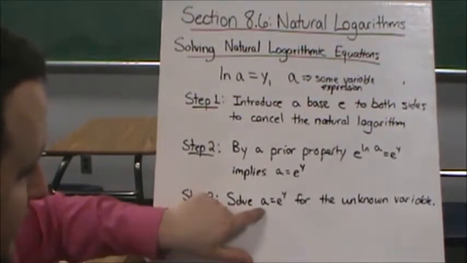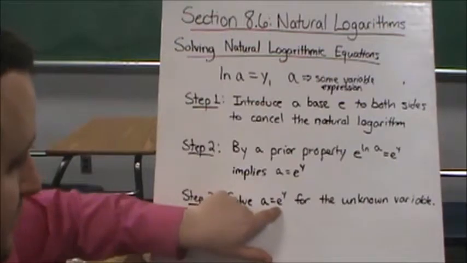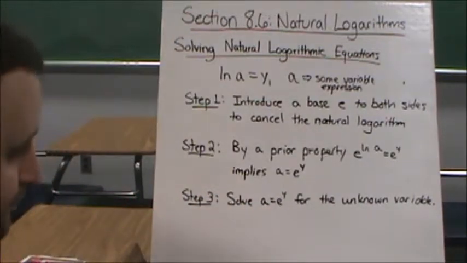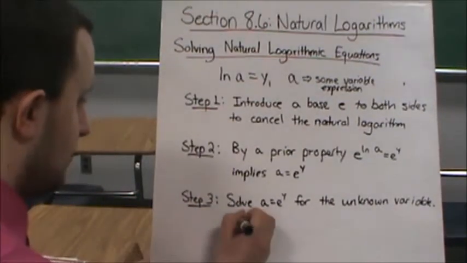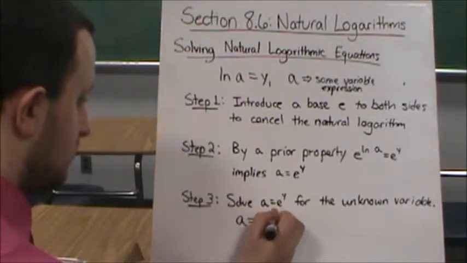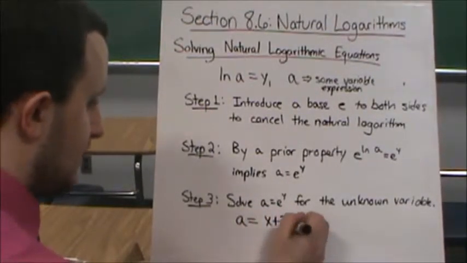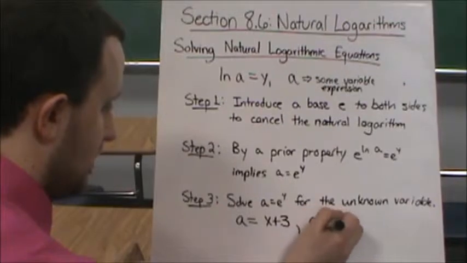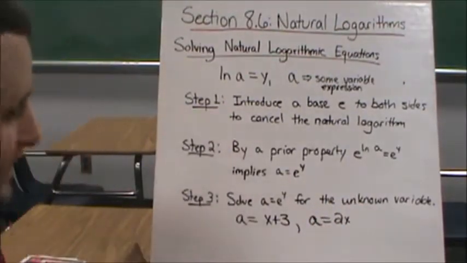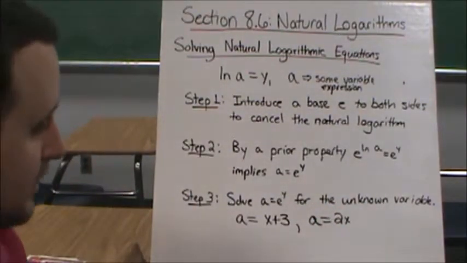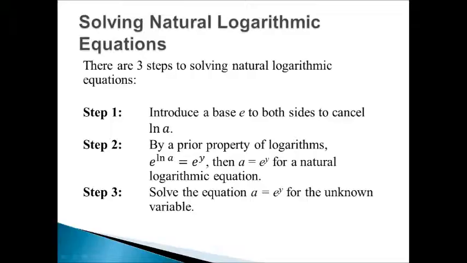We're looking to solve that equation, a equals e to the y, for the unknown variable. Remember, a could be x plus 3, a could be 2x, a could be whatever variable expression we want it to be.